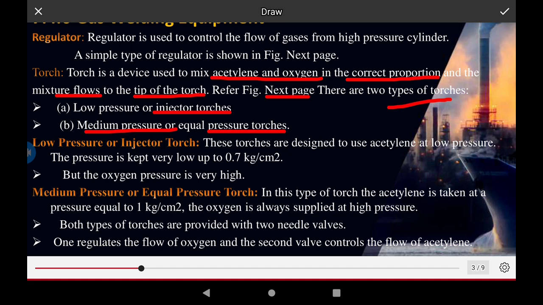In the low pressure or injector torch, these torches are designed to use acetylene at low pressure. The pressure is kept very low, up to 0.7 kg per centimeter square. But the oxygen pressure is very high.